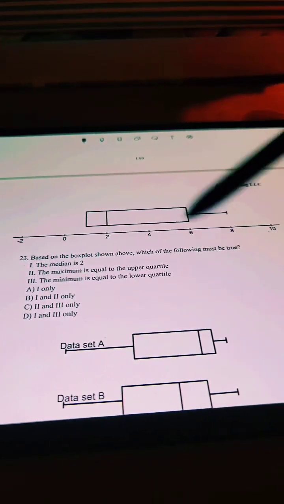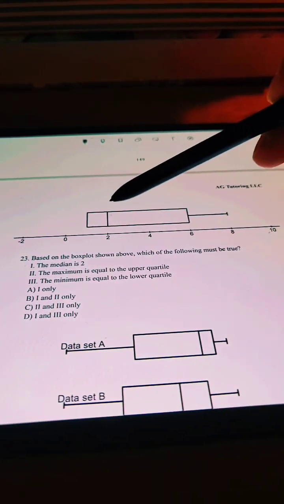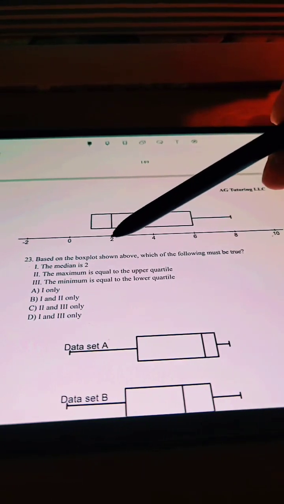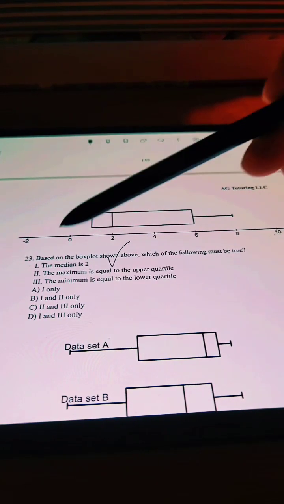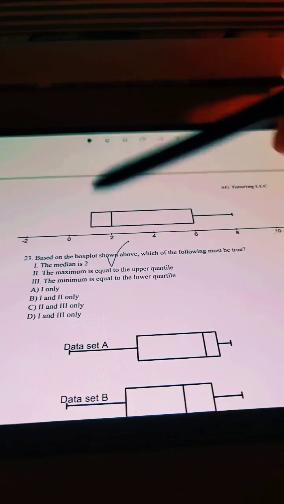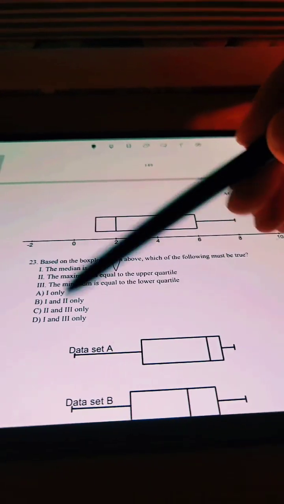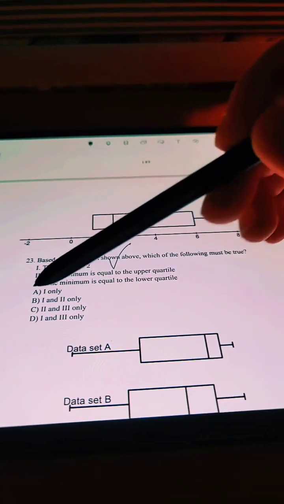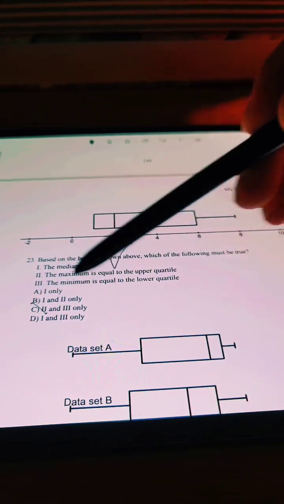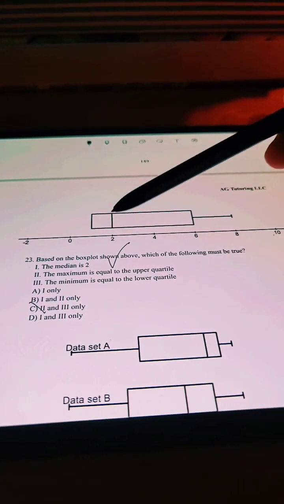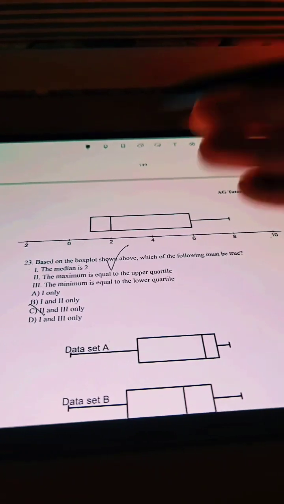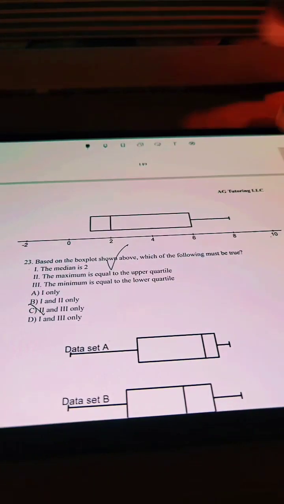So now let's try 23. It says, based on the box, okay, so which ones are true? The median is 2. This line is the median. It's right at 2, so that tracks. The maximum, and also just as a side note, if you had to rush and guess on the exam, you would just cross out C at this point if you figured that out really fast, and then you've helped your chances a bit more than if you were guessing between all 4.